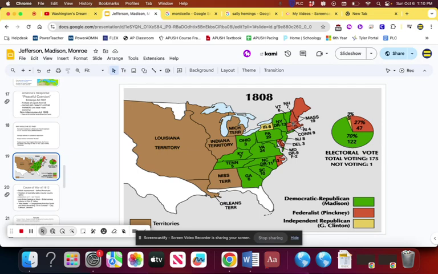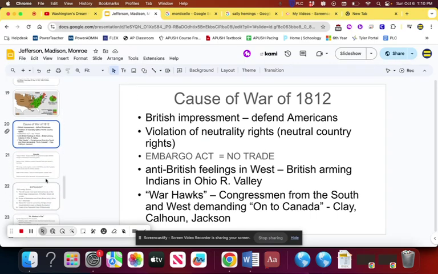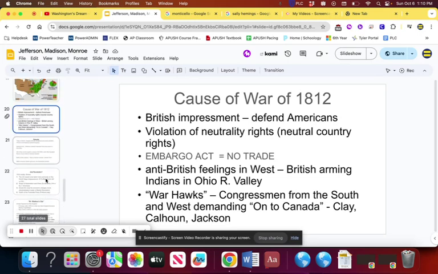So people are pretty upset with the Embargo Act. The states that are most upset, the ones on the coast, don't vote for it. Anyways, this leads us to the War of 1812. James Madison never had a son, but he fought the War of 1812.